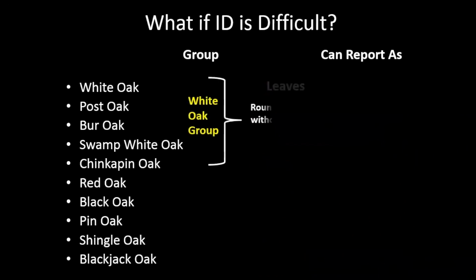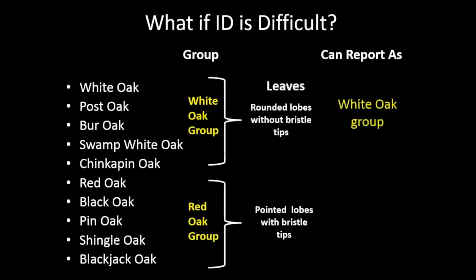ID may be particularly difficult with some of the oaks. In this case, if you know that it's a white oak, it has rounded lobes without bristle tips, then you can simply report that as white oak group. The same goes for the red oaks. If you know it's a red oak and it has pointed lobes with bristle tips, then you can just report that as red oak group if you do not know the species.